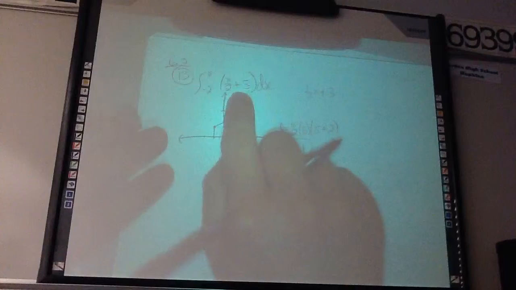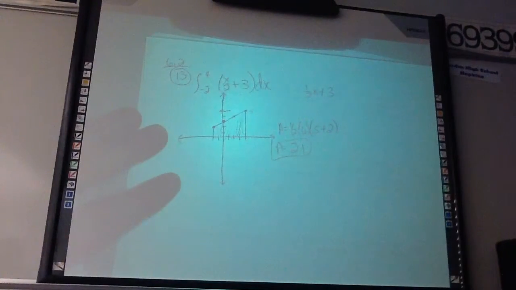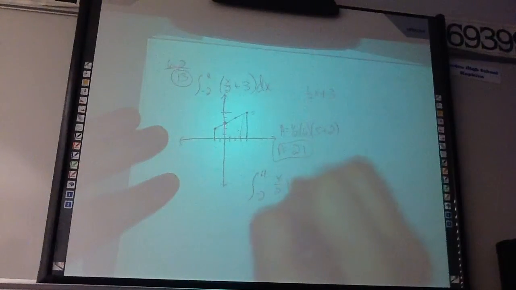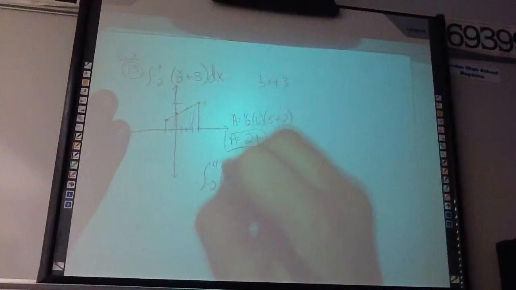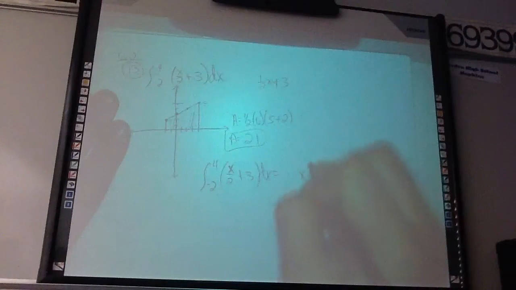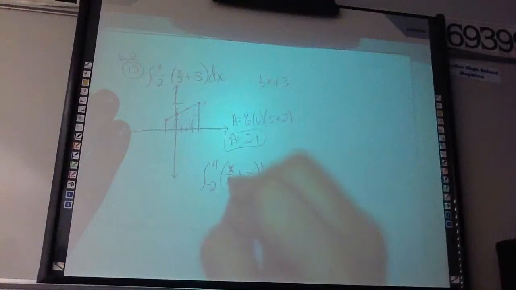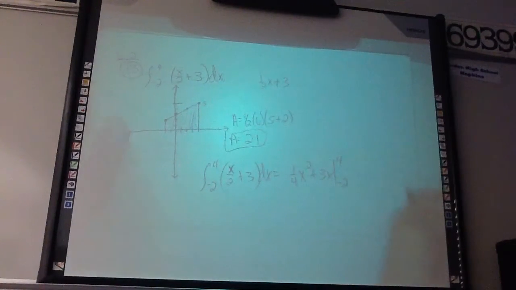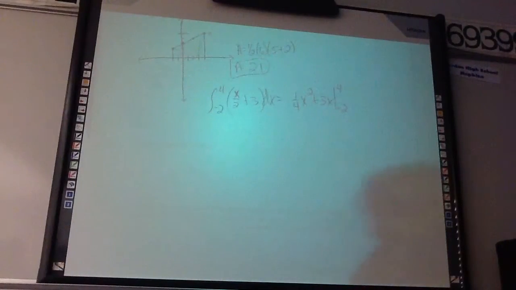And if we did the actual integral, which you weren't supposed to know yet in this section, that's why it tells you to do it this way. But if you do the actual integral, the antiderivative way, you're going to have x squared, right? 1/2, so 2 times this needs to be 1/2. 1/4 x squared plus 3x from -2 to 4. Let's see, hopefully we get 21 here.